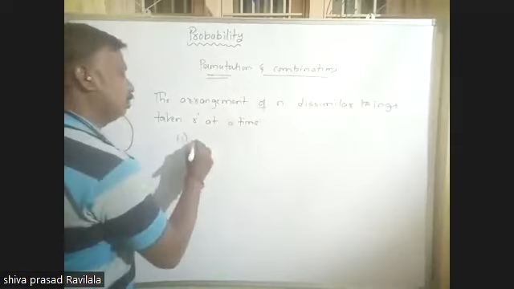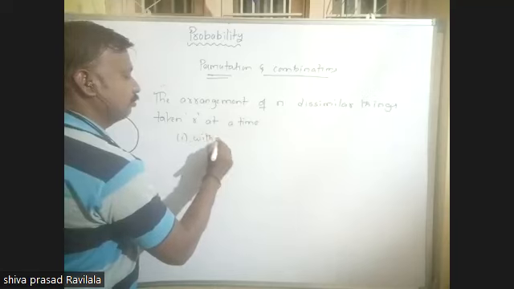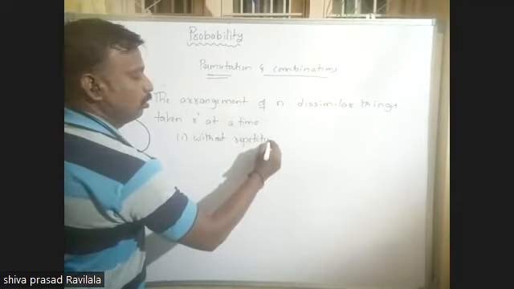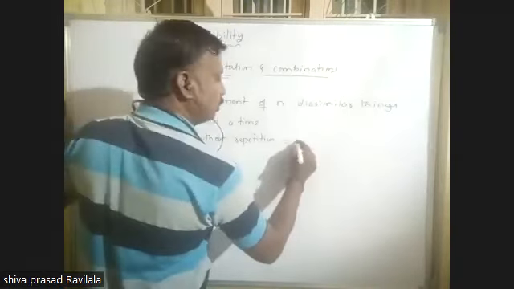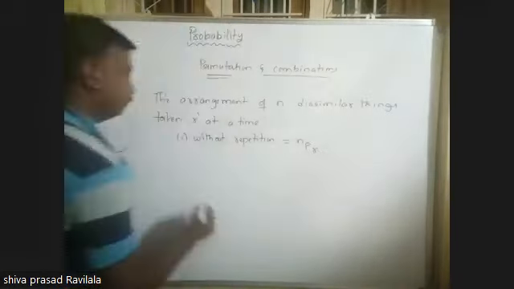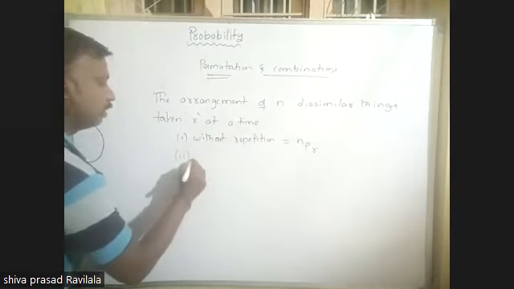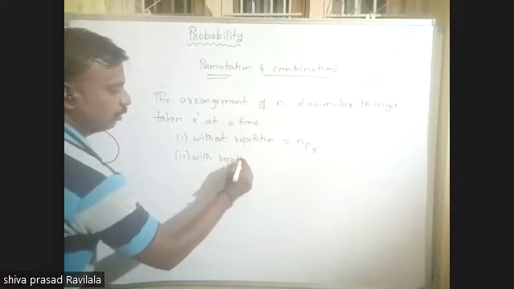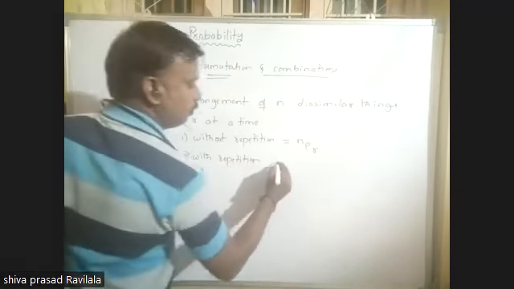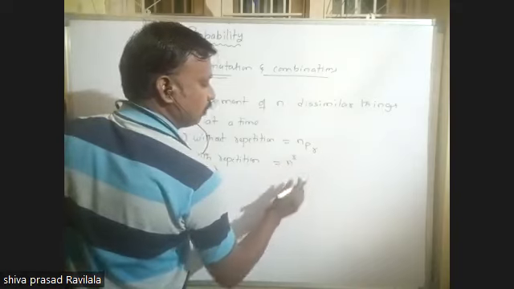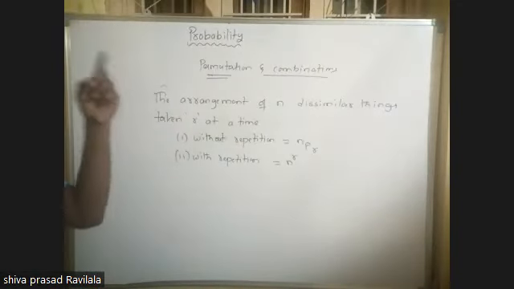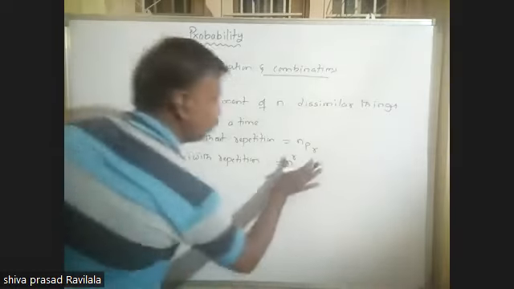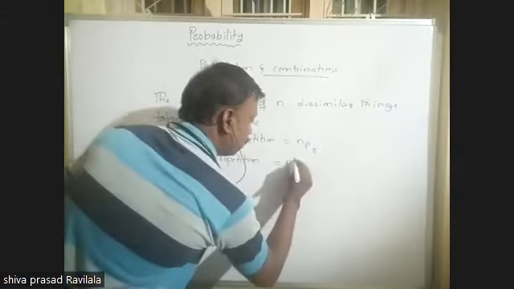The first one is without repetition. The formula is nPr. The second one is with repetition. You just remember these three formulas. With repetition, the formula is n power r. Already in one function, you may have studied this one. With repetition, our formula is n power r.